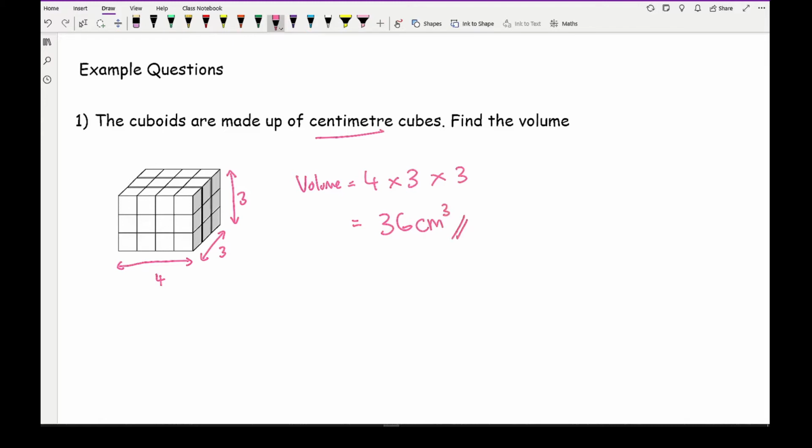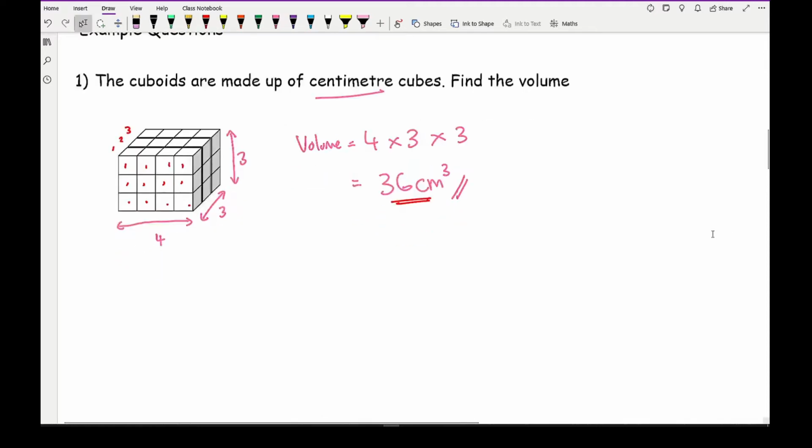Now again, I could easily work this out by counting the cubes, but just recognize that if you are going to be counting the cubes, then how I would see this is as 3 layers of 12. So here I've got 1, 2, 3, 4, 5, 6, 7, 8, 9, 10, 11, 12, and I've got 3 layers. So that's 1, 2, and 3. So if you do 12 times 3, it gives you the same answer of 36 centimeter cubed.